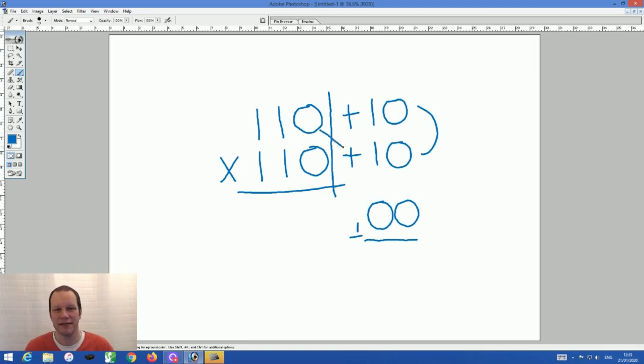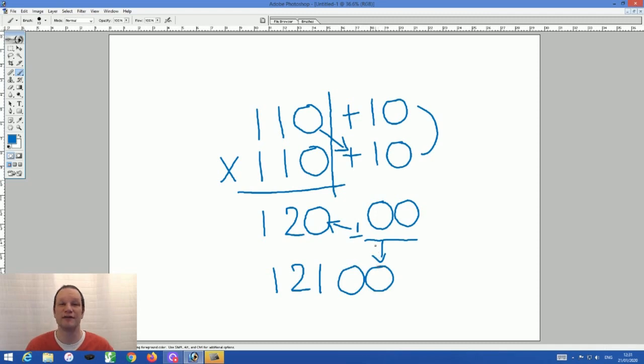Next step is we add up crosswise. 110 plus 10 is 120. And to finish the calculation we need to carry over the 1 here to the 120. 120 plus 1 is 121, and we just keep the zeros at the end, giving us our final answer of 12,100. So now we have seen how it works for base 100.